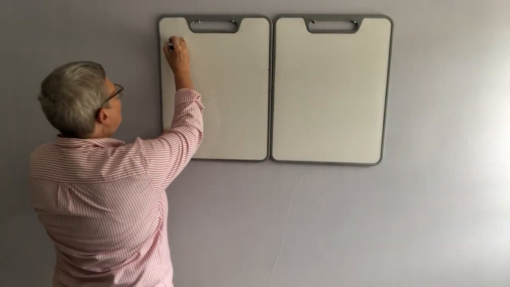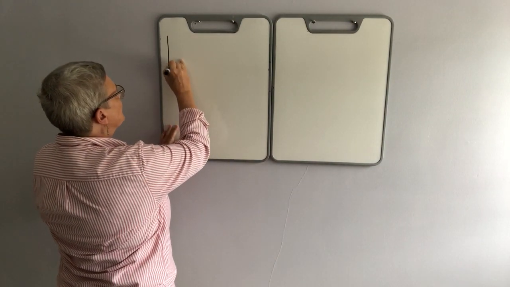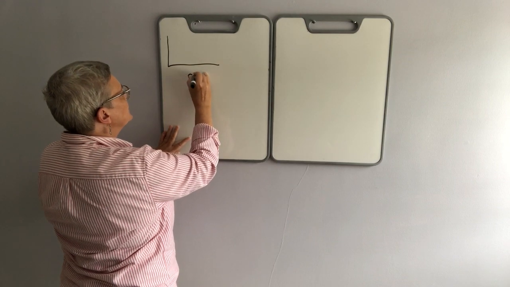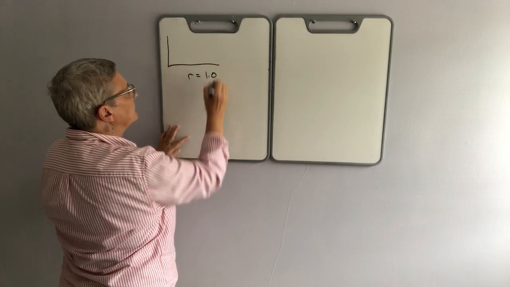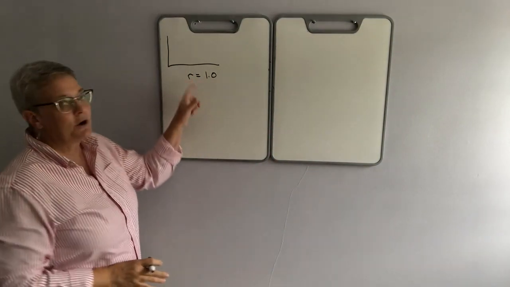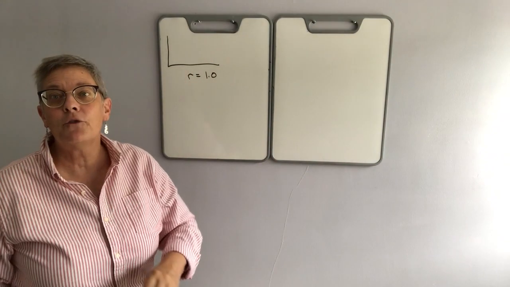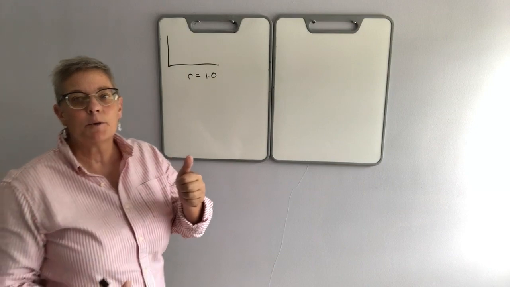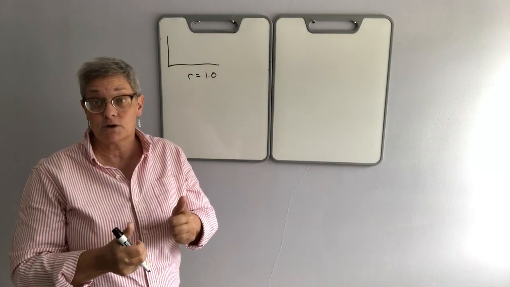So, a perfect correlation is r equals 1. It can be +1 or -1. I'm going to do the positive first, then I'll do the negative correlations. So a positive correlation of 1 is a perfect correlation. As one goes up, proportionally, the other one goes up.